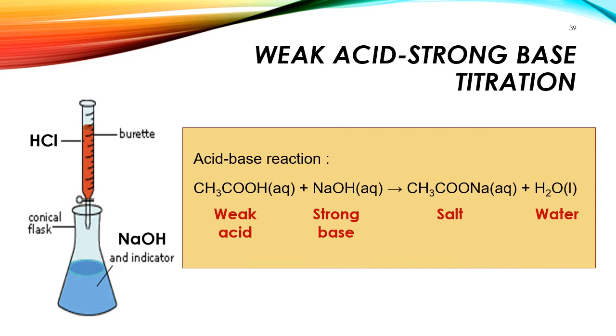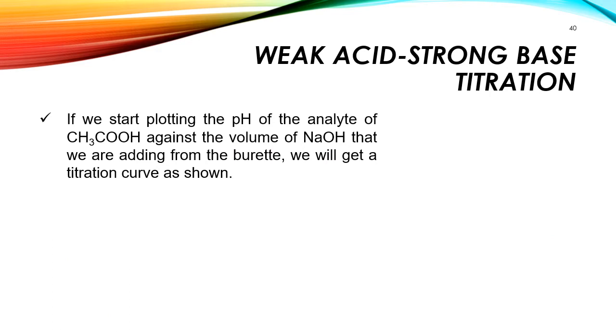Let's have an example of a reaction between ethanoic acid and sodium hydroxide. Ethanoic acid reacts with sodium hydroxide to give sodium ethanoate salt and water. If we start plotting the pH of the analyte, the ethanoic acid, against the volume of sodium hydroxide that we are adding from the burette, we will get a titration curve as shown.